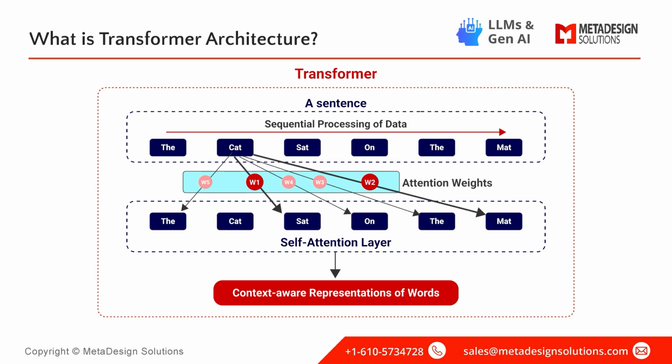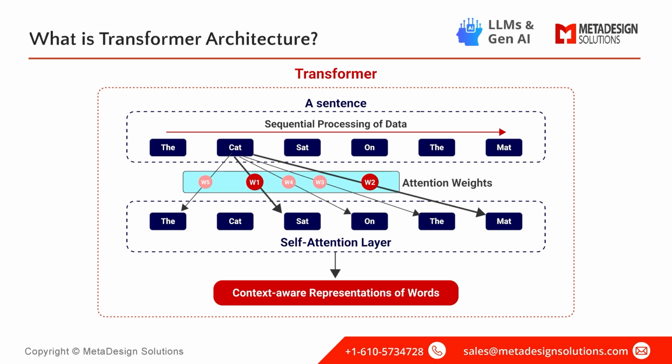The transformer uses multiple layers of self-attention, allowing it to refine its understanding of the input text at each stage. This multi-layered approach is crucial for handling complex language patterns, ensuring that the model can generate high-quality, human-like text.